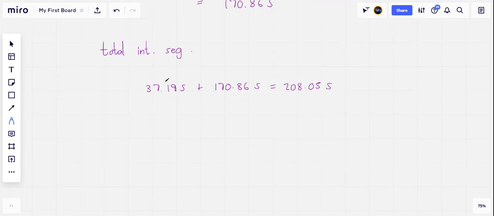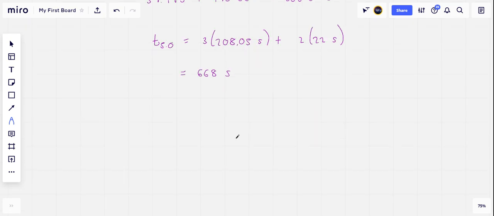time for the trip where these stations are spaced 5 kilometers apart, T5, is equal to 3 times 208.05 seconds plus the time for the stops, which is 2 times 22 seconds. This gives us a total time of 668 seconds, which works out to 11.1 minutes.